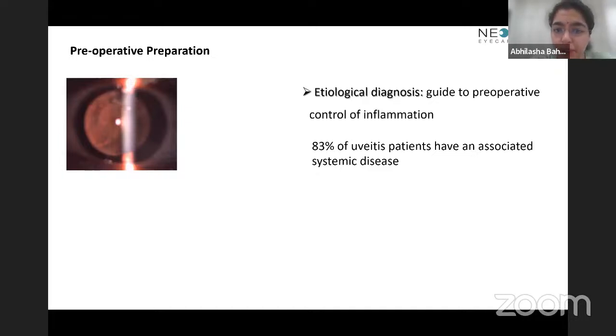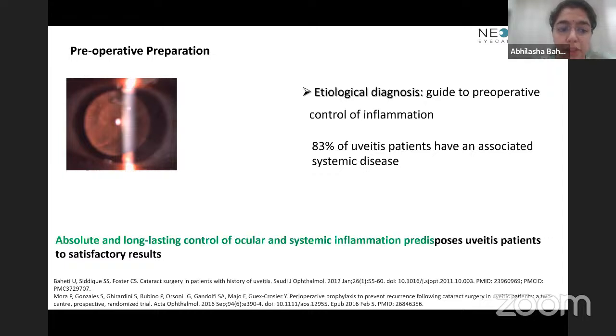Coming to preoperative preparation. Whenever we see a case of uveitis, uveitis is a common phenotype of many systemic diseases. About 83% of uveitis patients have an associated systemic disease. So, if you see cells and flare and you diagnose uveitis, that is just a general diagnosis. A specific diagnosis needs to be made, which will guide the preoperative control of inflammation. So before planning cataract surgery, make every attempt to make an etiological diagnosis of uveitis.